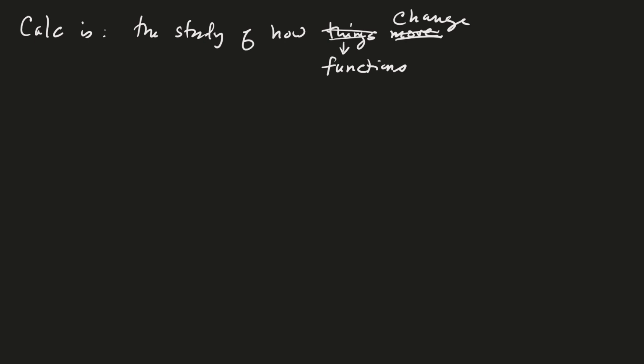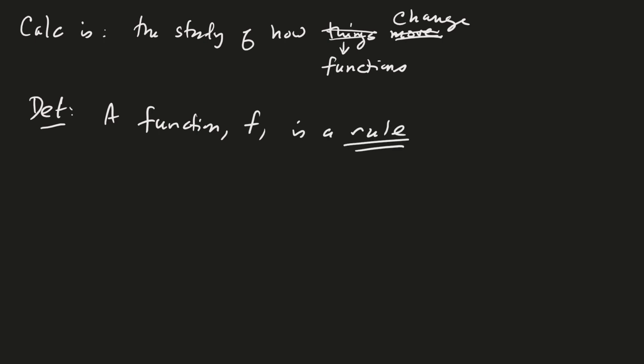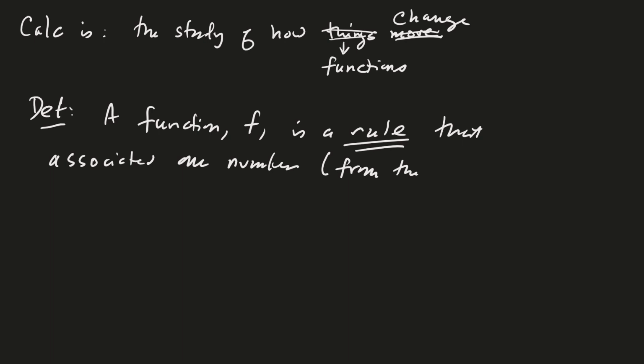Let's take a look at the definition of a function and see why we're using them. So, definition. A function, sometimes we label it f, is a rule or an association that associates one number, called a number from the domain, chosen from the domain of the function, to another number.